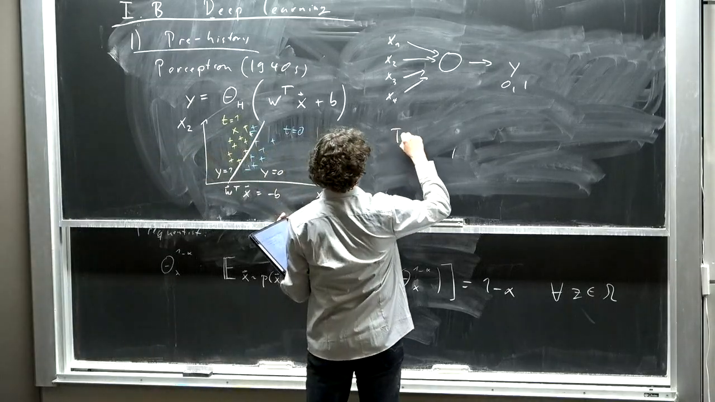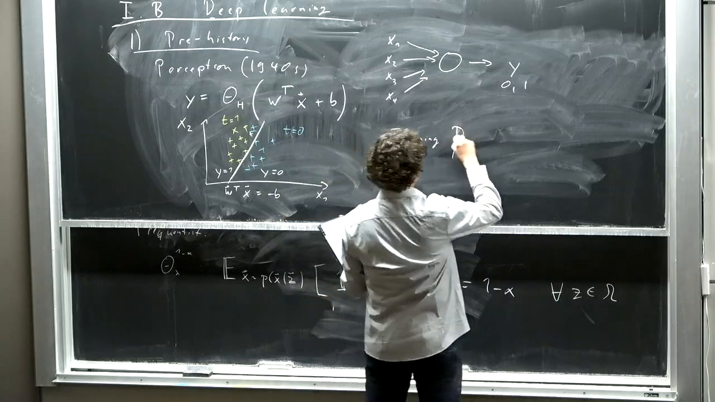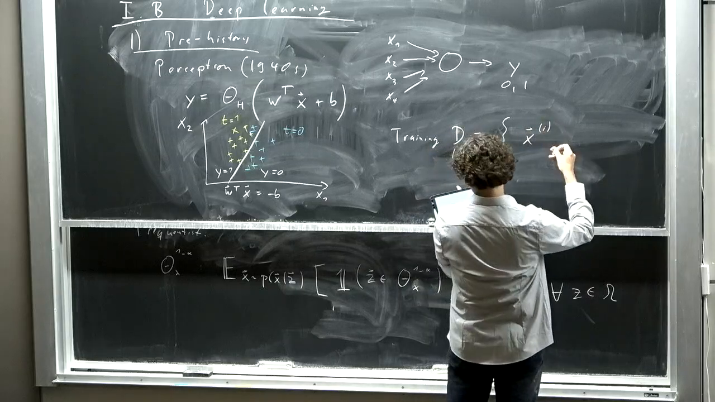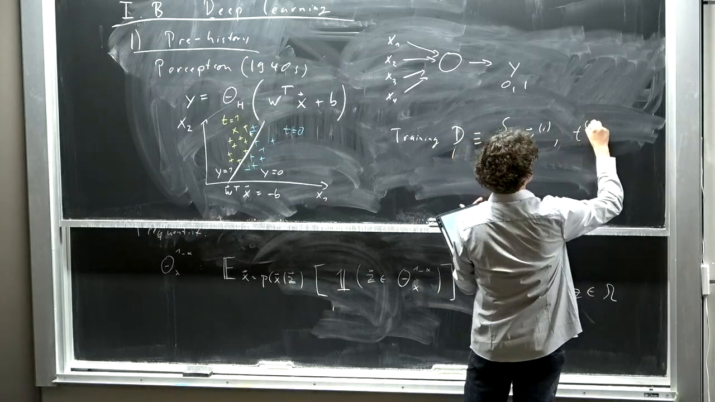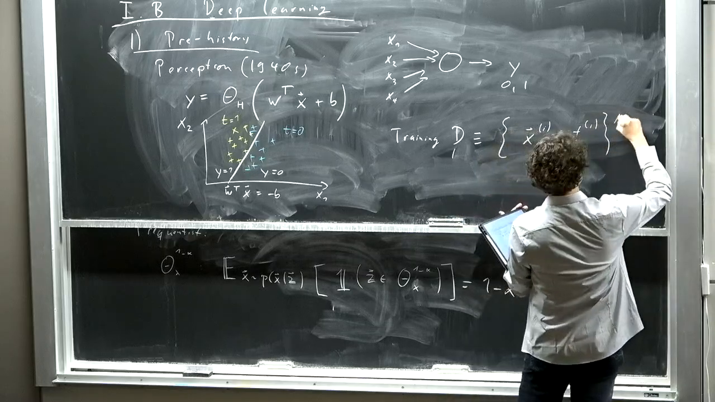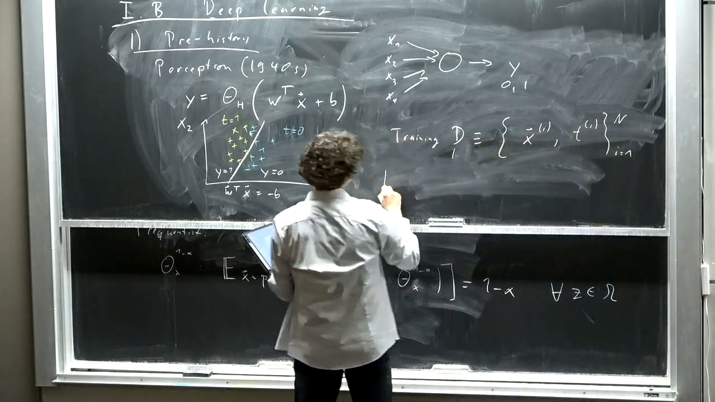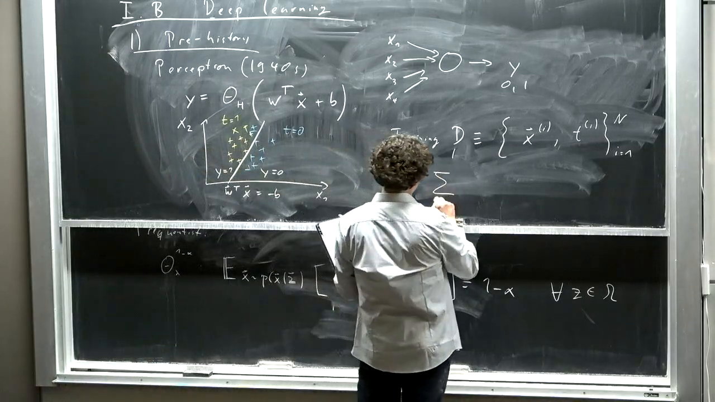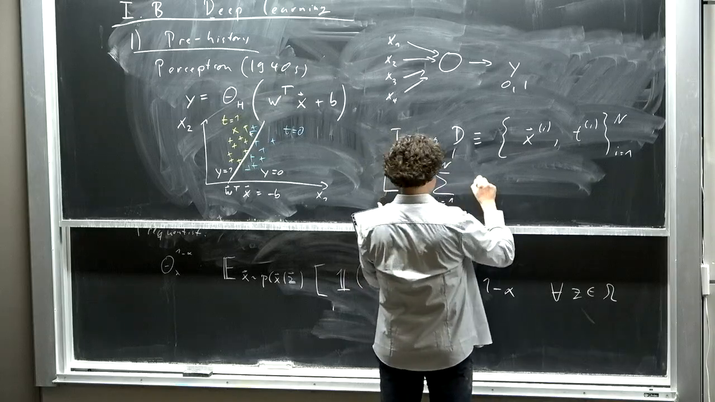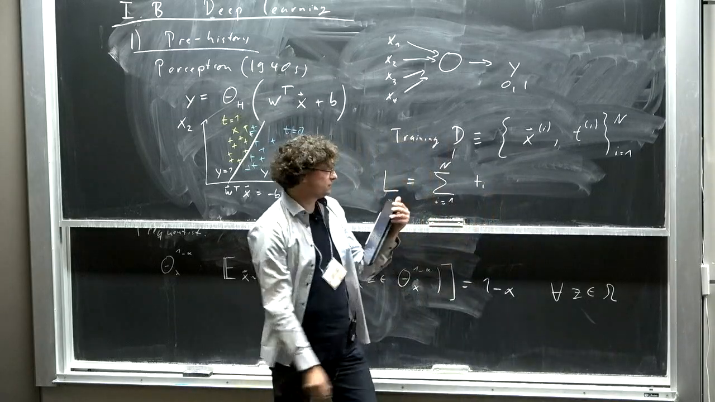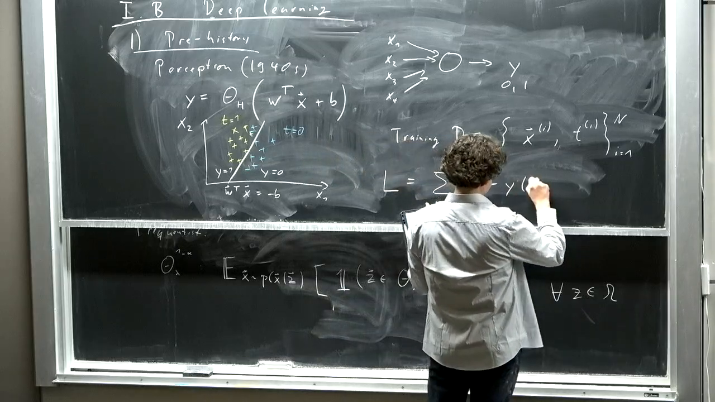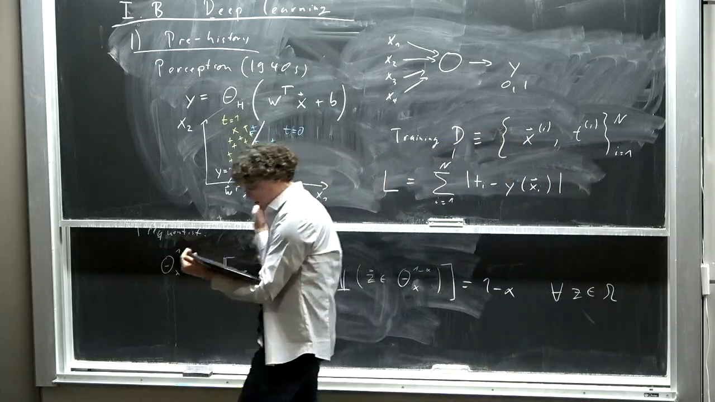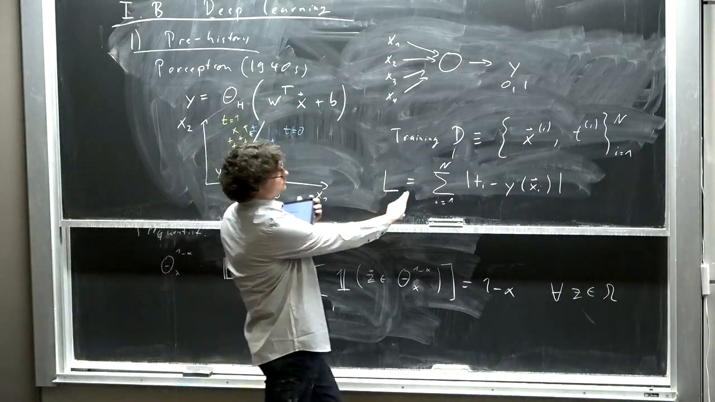One can then have training data, which would be a list of example inputs and desired outputs, and try to minimize the loss function that counts the number of missed classifications. So the loss function would be, in this case, just the sum over our training examples, where we compare the desired output Ti with the model output if we plug in Xi. You can square it or not. But good, so this could be a target.